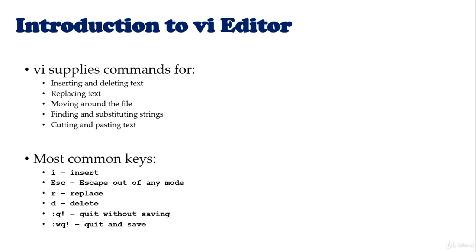The VI editor actually supplies commands for inserting or deleting text, replacing text, moving around the file, finding substitute strings, and cutting and pasting text inside. So that's what VI does when you have to write to a file. The most common keys are I, which is to insert, escape, replace with R, D for delete, and quit without saving, and quit right with save. So let's look at our Linux machine.